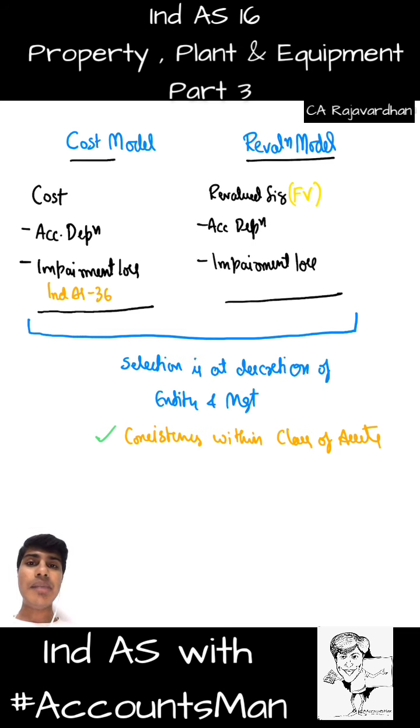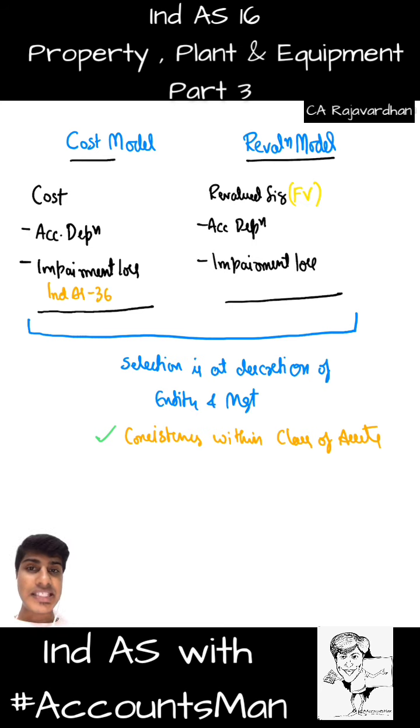Now for all the factory buildings I can follow the cost model, and for the office building I can follow the revaluation model, or vice versa. That is allowed. But now assume that I have two factory buildings, factory building A and factory building B. Can I follow the cost model for factory building A and the revaluation model for factory building B?